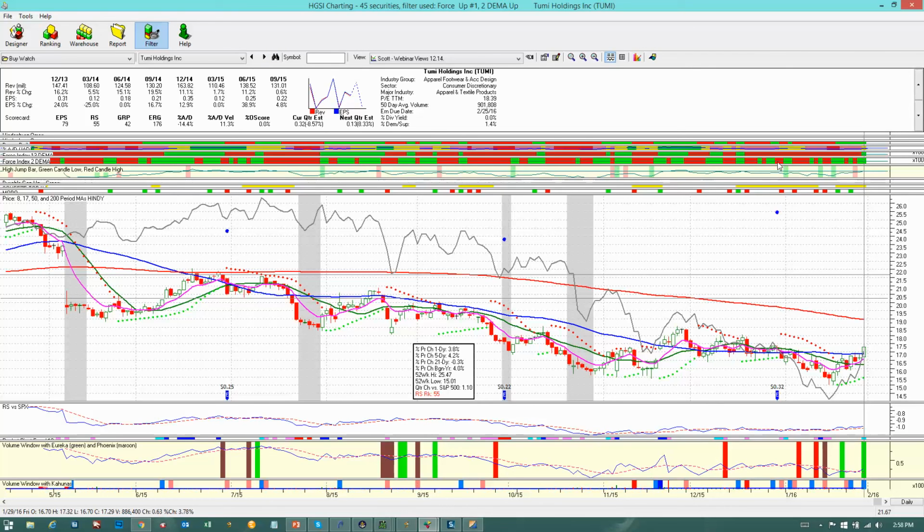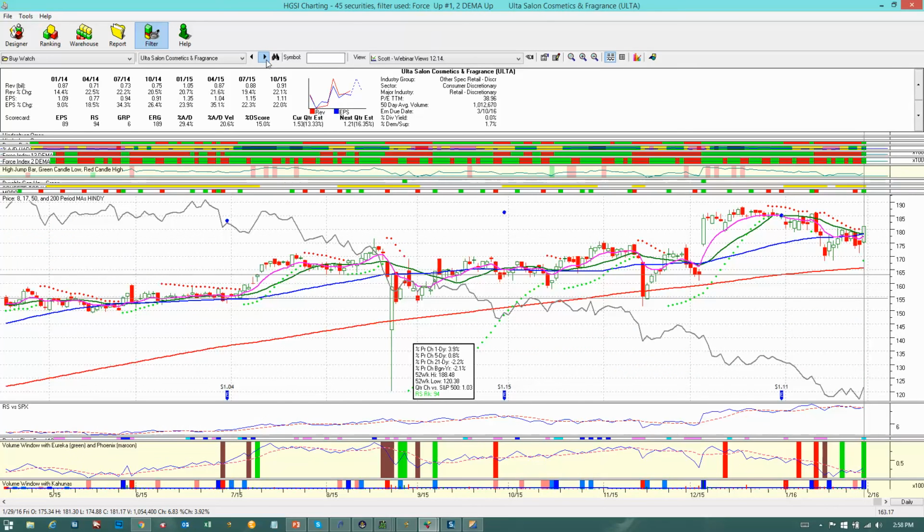Toomey Holdings, retail play, going nowhere for months. Had a kahuna out of a squeeze, broke above the 50. Probably has about $1.50 to run because of that 200. I'd probably pass.